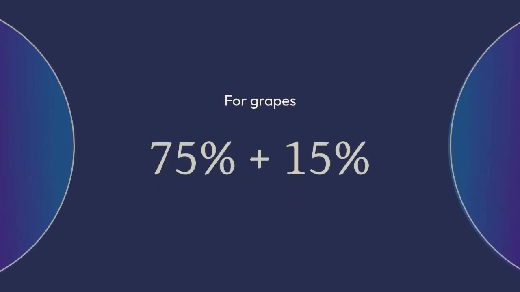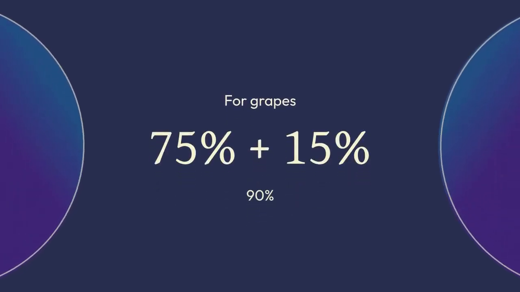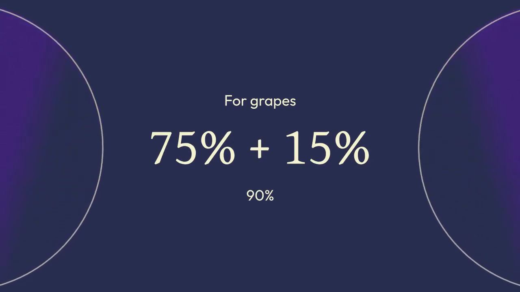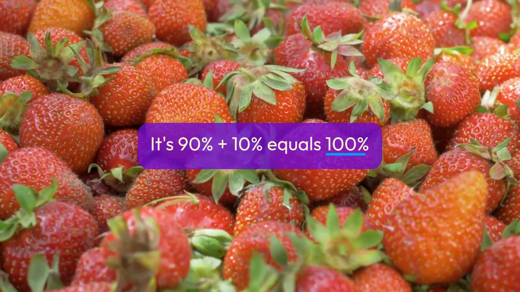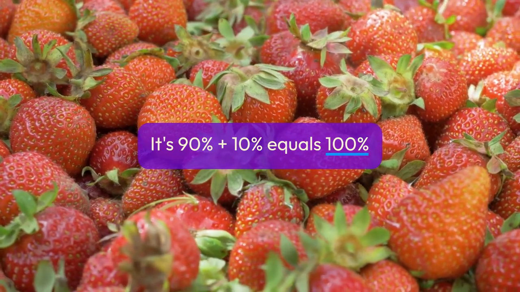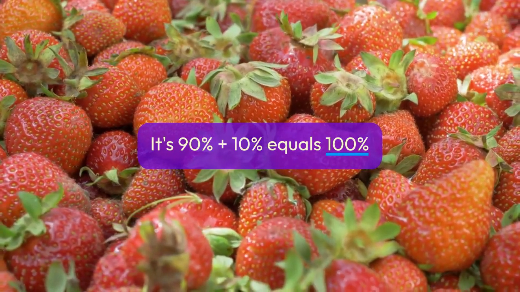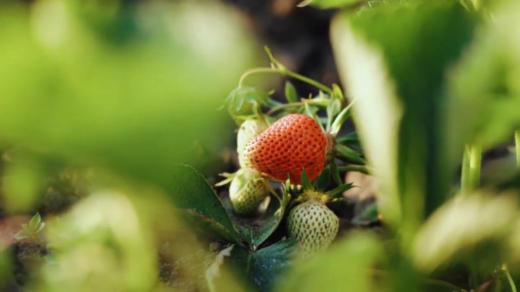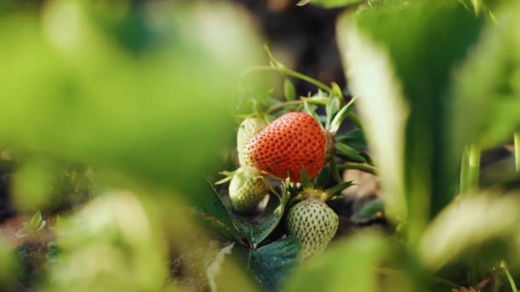We continue this process. For grapes, it's 75% plus 15% equals 90%. And finally, for strawberries, it's 90% plus 10% equals 100%. Notice how the last item always reaches 100%, showing that you've accounted for all your data.